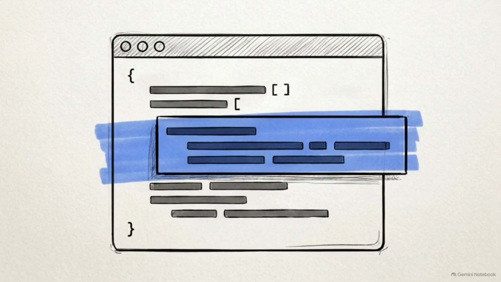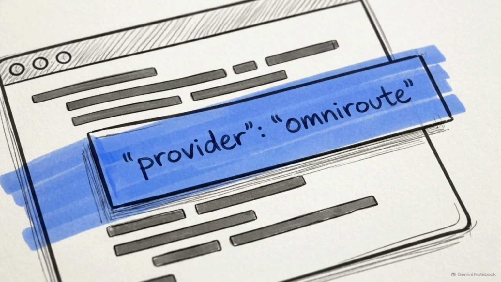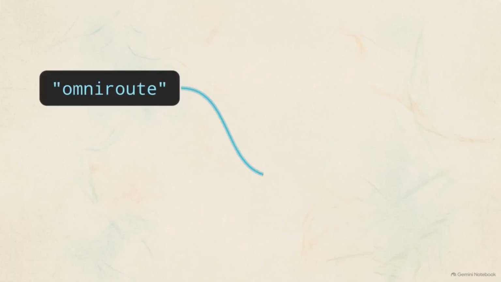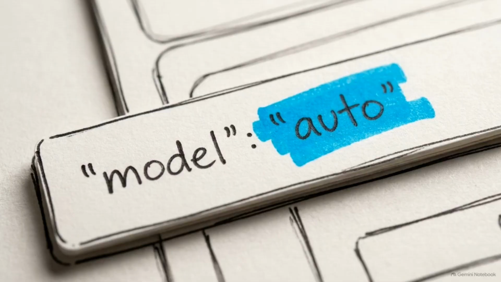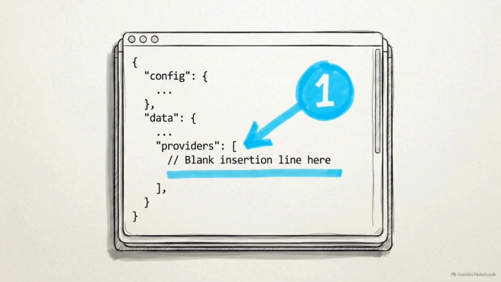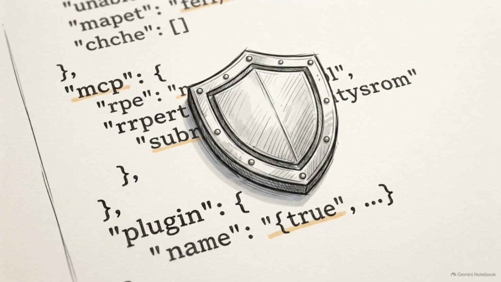Open your IDE, like VS Code, and locate the configuration JSON file for your assistant. Add a new provider block named OmniRoute to this file. This maps your AI provider directly to the local port we just opened and designates the default model as auto. This editor mockup highlights exactly where to insert the new code. Place it right here, in the Provider section. Do not delete or overwrite any existing keys, like your MCP or plugin settings.